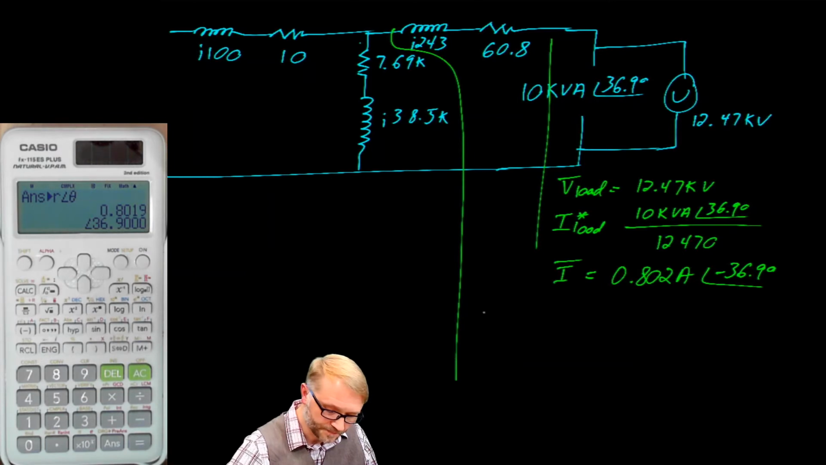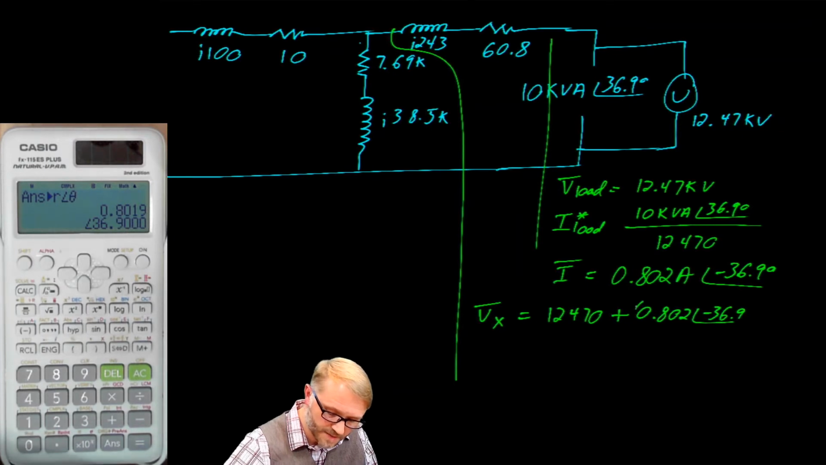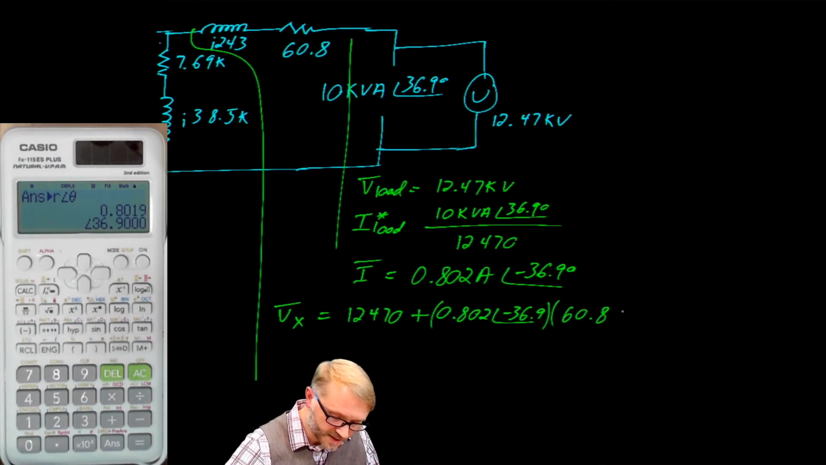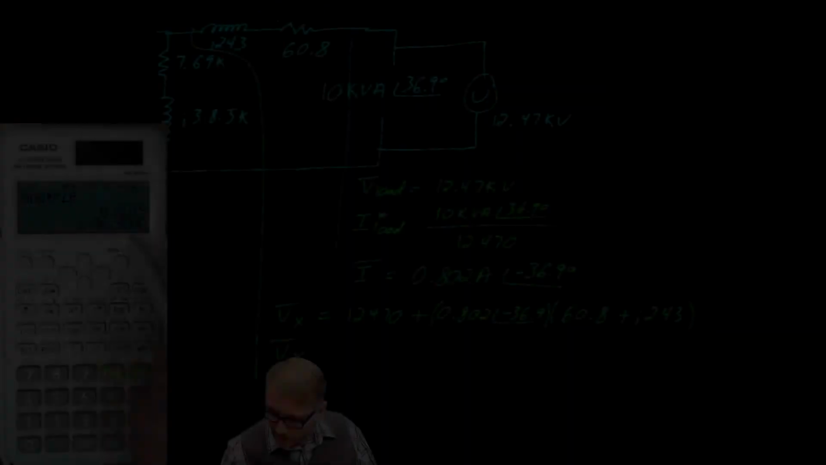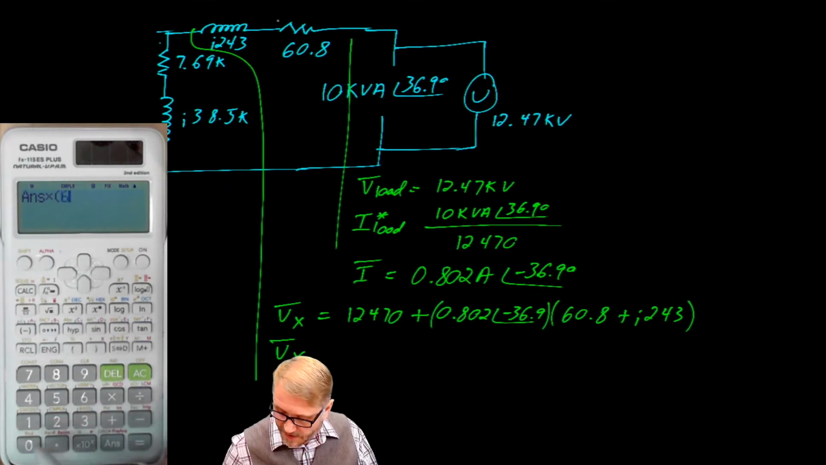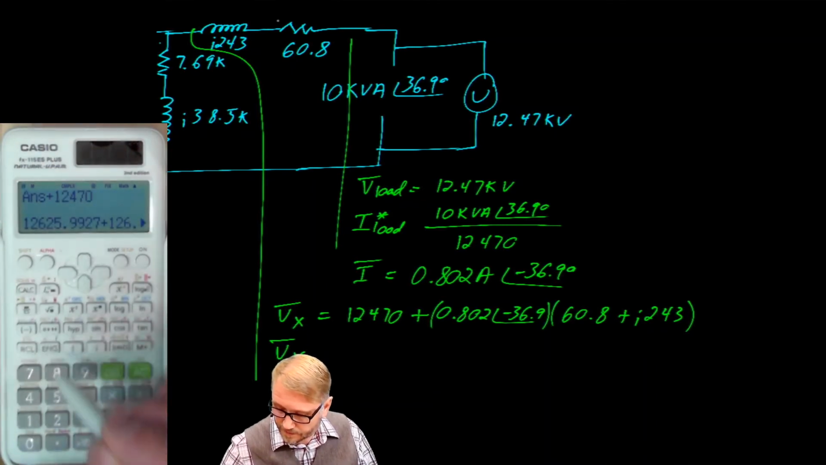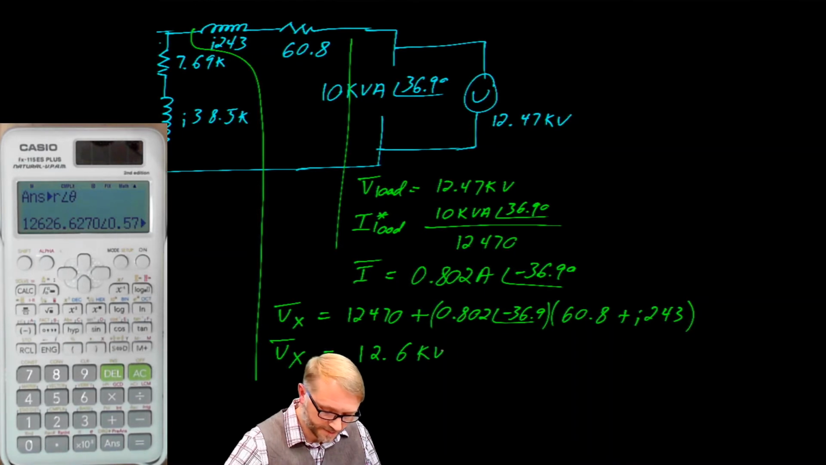We now move our attention here, and the voltage at that point, we're going to call it voltage X, is equal to 12,470 plus 0.802 angle negative 36.9 times 60.8 plus J243, where we have a current and we have the impedance. So there's our current, and we're going to multiply that by 60.8 plus 243J, and then add 12,470. That's 12.6 kV at a phase angle of 0.57 degrees.